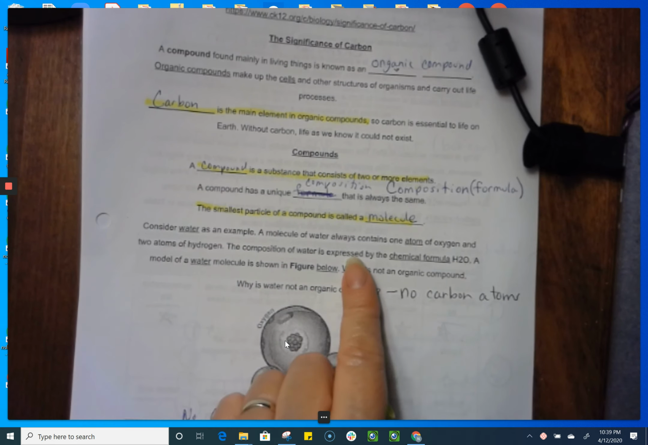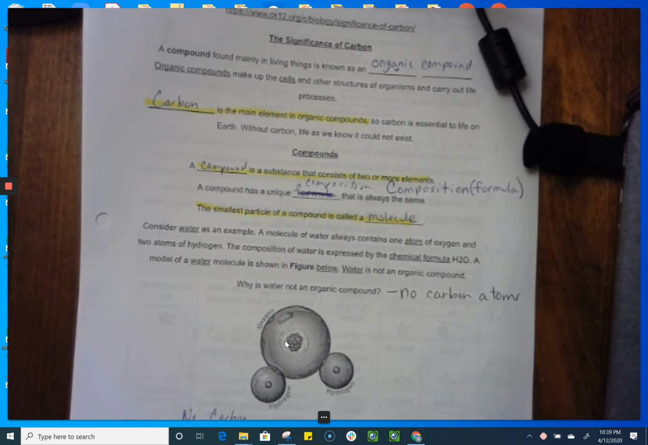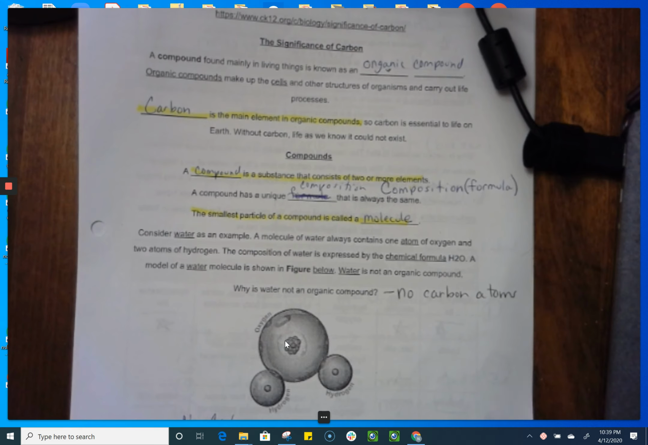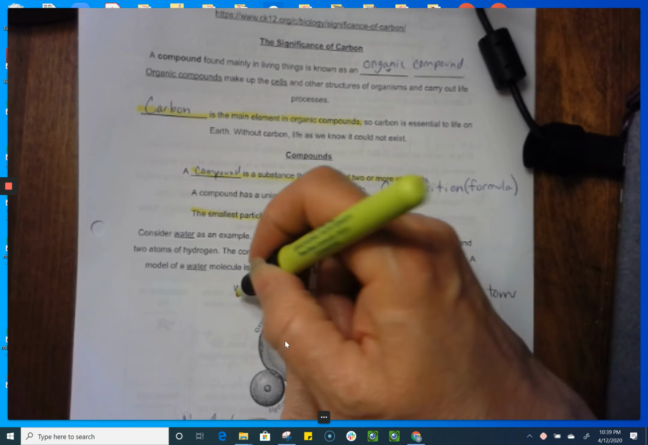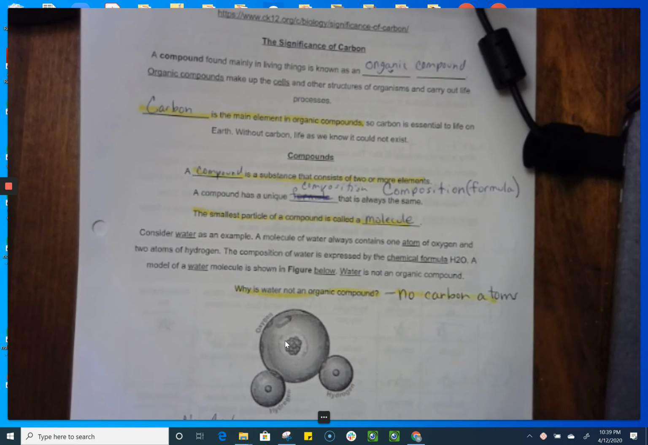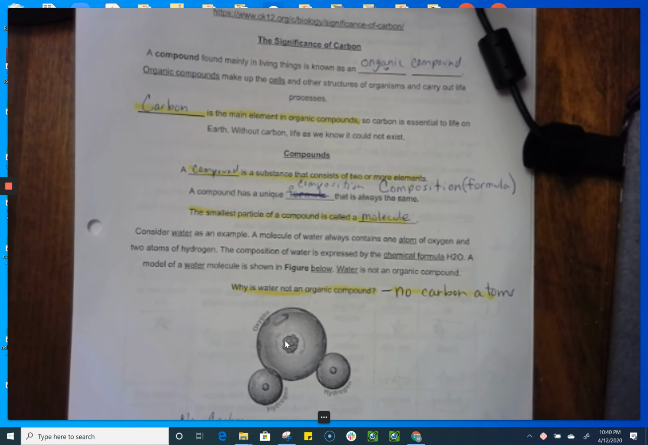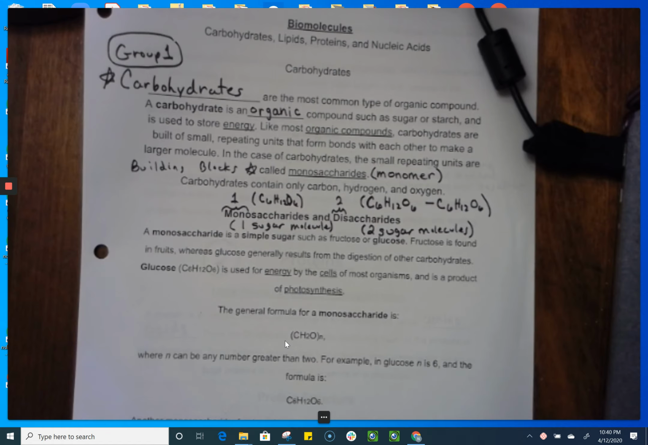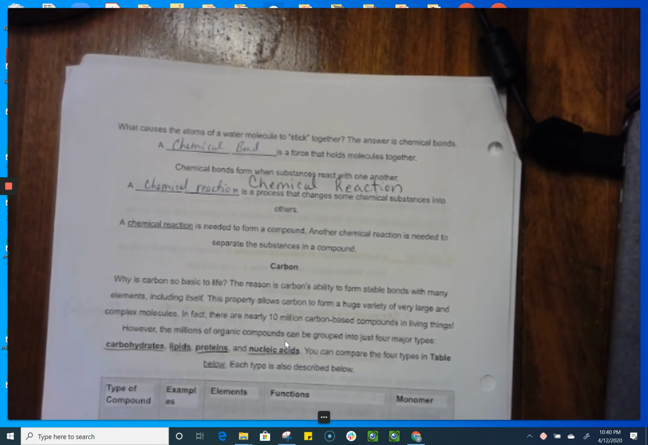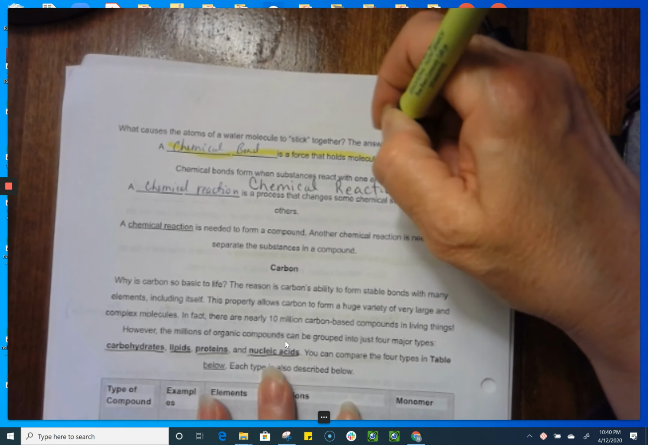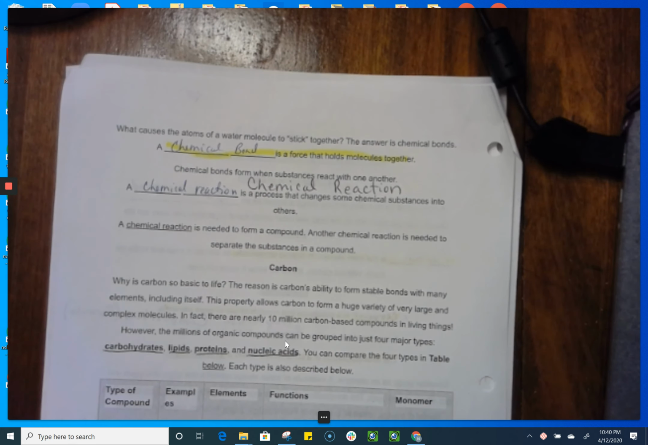And they're going to go through water as an example. You can use a chemical formula like H2O to represent water. You could also use a structural formula. But water is not organic because there's no carbon atoms in it. So they're using water to describe a chemical compound, but it's not an organic compound because there's no carbon in water. Remember that molecules are held together by chemical bonds, and it takes a chemical reaction to have a chemical bond.